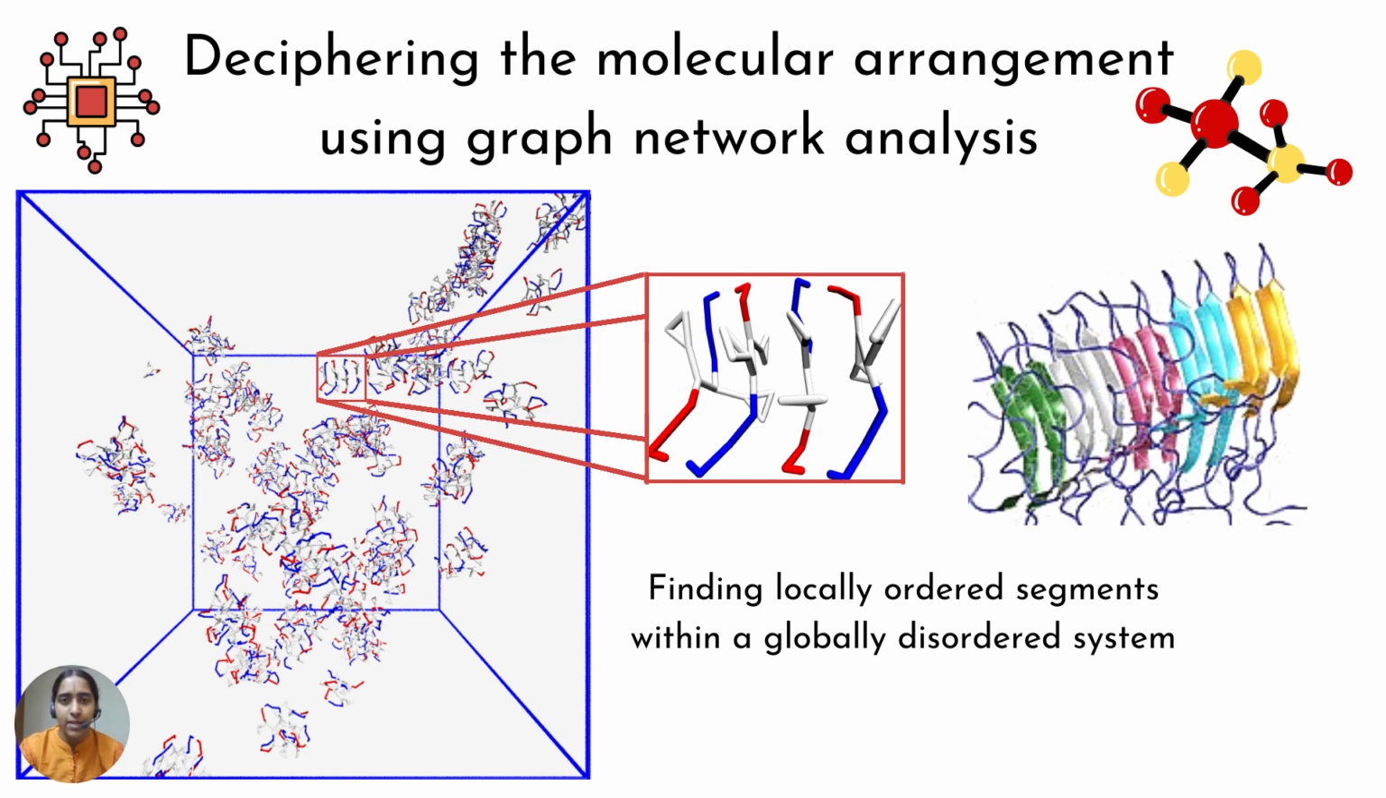In this video, I'll be talking about the use of graph network analysis to decipher the molecular arrangement of proteins. In diseases like Alzheimer's, Parkinson's, and type 2 diabetes, proteins tend to form aggregates that are very ordered. Our lab focuses on understanding the molecular pathway of aggregation in these diseases using computer simulations. A computer simulation gives us information about where these proteins are located at particular time points. Since aggregation happens over long time scales, we get data for thousands of time points.